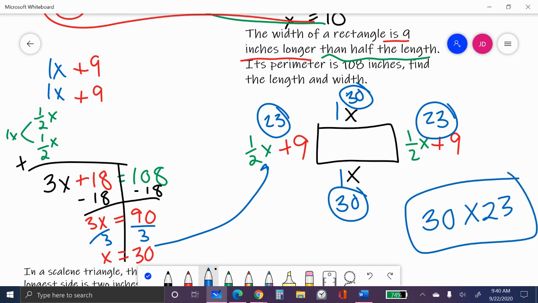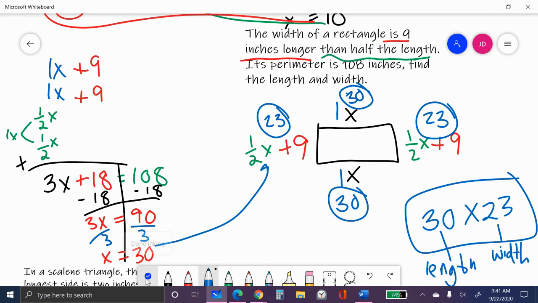This is the length. This is the width. Sometimes they might ask you in the problem what is the length specifically, or what is the width specifically, so it's always good to know which one is which. Really, it doesn't matter in a rectangle, but depending on how you turn it or how you label it.